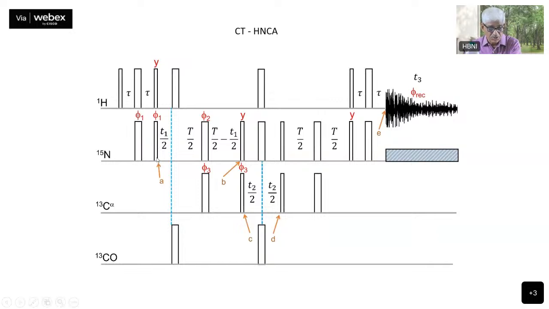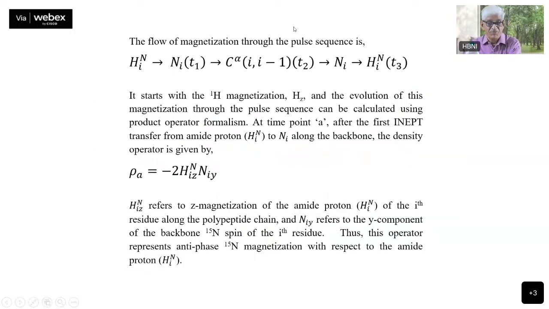Okay, what all happens during this period from here to here? Let us see that there. The flow of magnetization I've indicated to you in the summary. The flow of magnetization through the pulse sequence is like this. It starts with proton magnetization of amide. It is transferred to the nitrogen of particular residue i. This is i and this is i. And here it is frequency labeled. t1 incrementation happens on this nitrogen chemical shift. Therefore, it is frequency labeled. And then from the nitrogen, it is transferred to the C alpha, as I indicated in the previous slide, to 2 C alphas. Which 2 C alphas? The residue i and residue i minus 1.